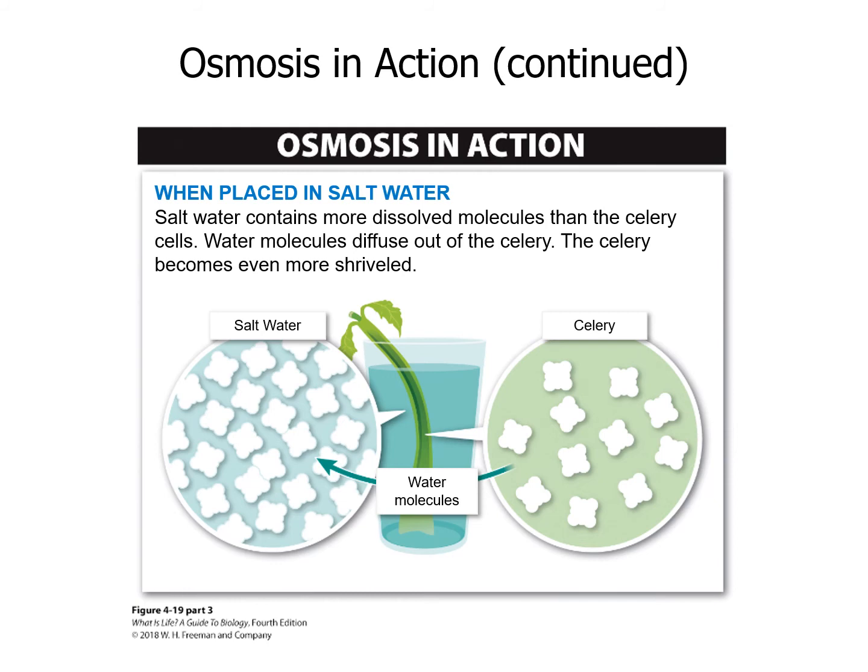In that other example from just before, where our celery was being placed in distilled water, we had water moving in because there was less water inside of the celery. And so that water was moving from the outside to the inside to compensate for that until there was a nice isotonic, equalized situation happening.